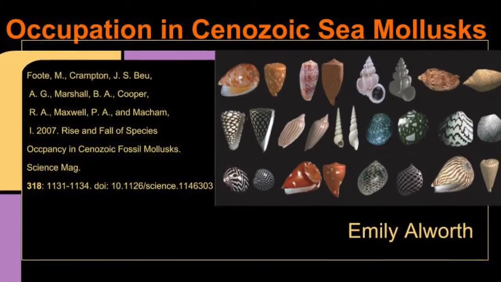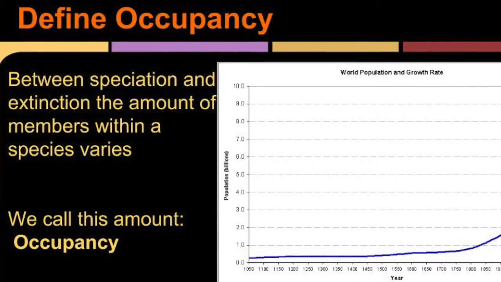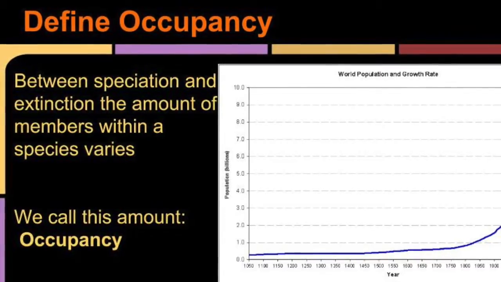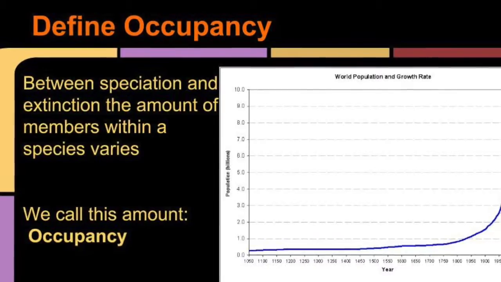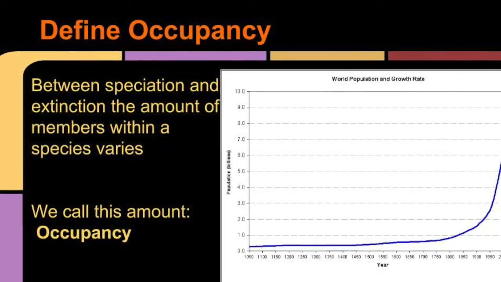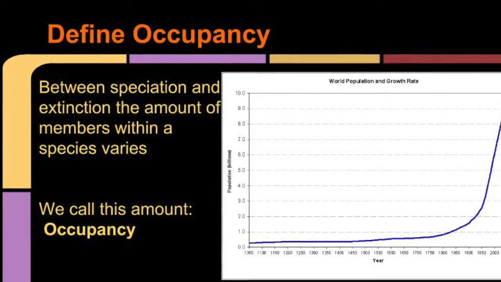Occupation in Cenozoic sea mollusks. In order to better understand occupancy, we can take a look at ourselves as a species. We are well aware that our population continues to grow every day. In the graph above, it becomes clear that Homo sapiens have slowly but surely increased their occupancy and seem to be on an incline. A species' occupancy is a combination of their ecological and biogeographical footprint.